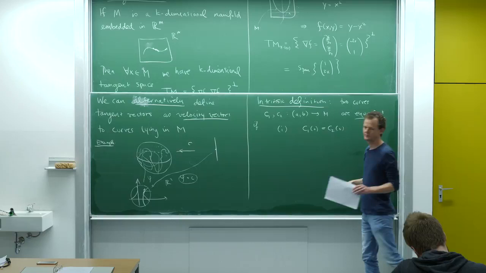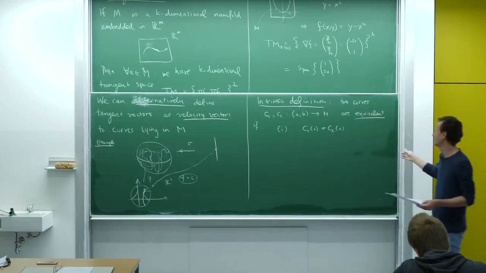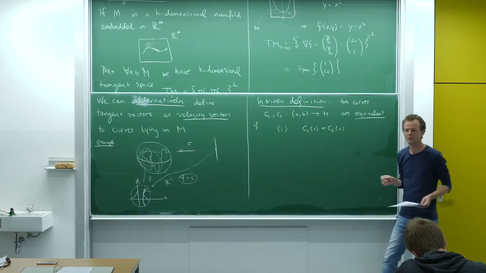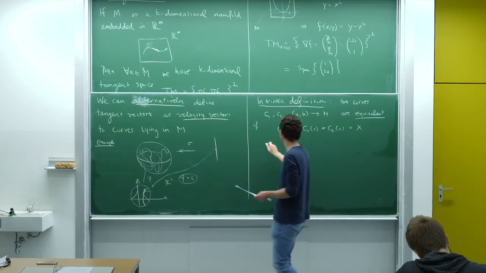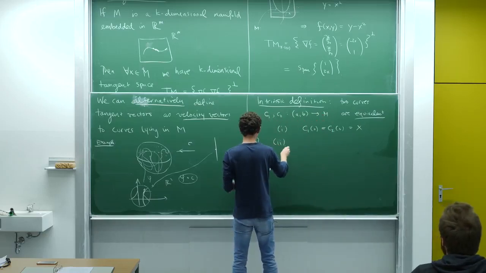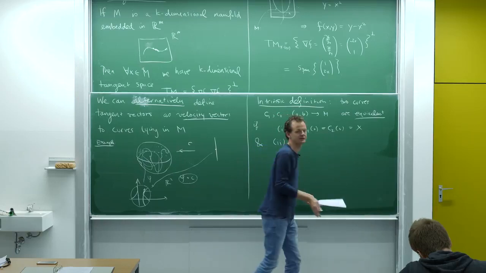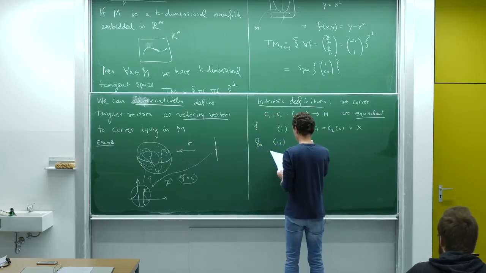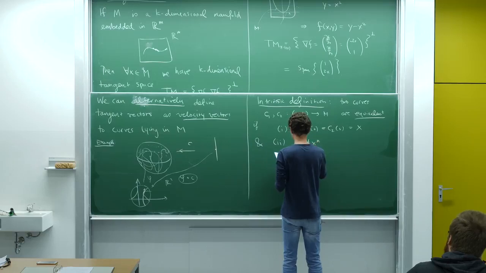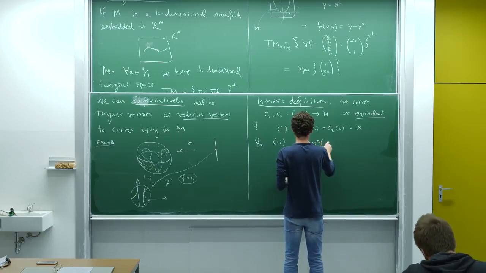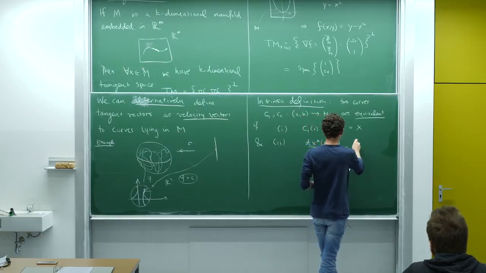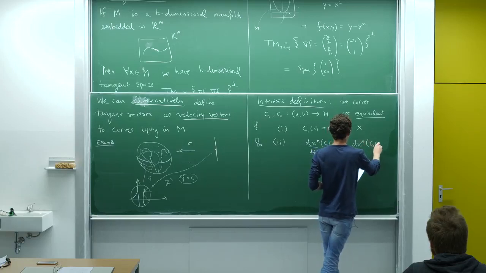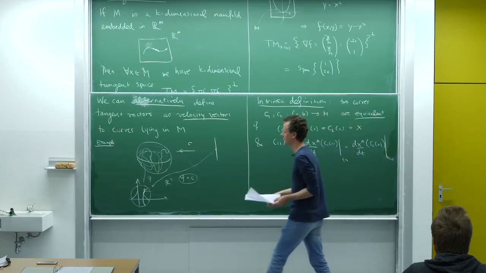Two curves are now said to be equivalent if, one, when you work out their image at the real number 0, it's the same point in M. We'll give that point a name, call it x. And two, the derivatives are the same at that point in the corresponding coordinate chart. So that captures this notion here.